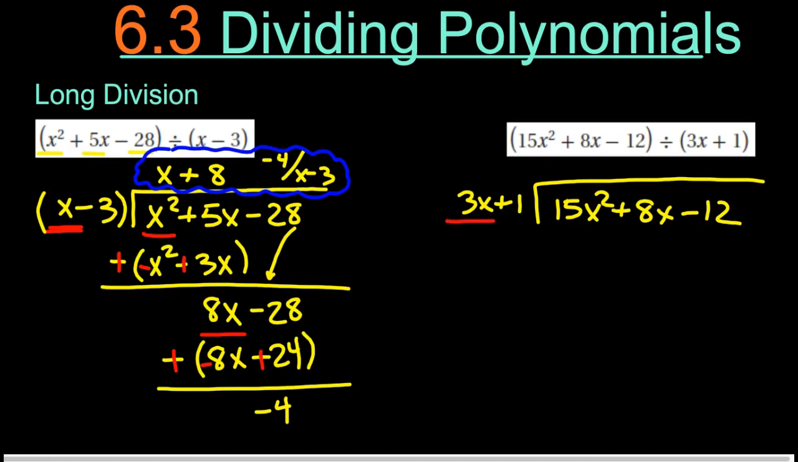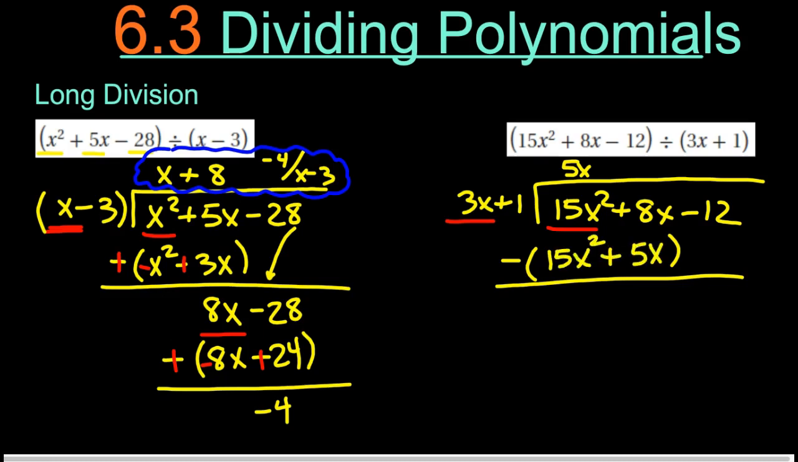What times 3x equals 15x squared? 5x. Good job. Take 5x, multiply it by that binomial, and subtract it. 5x times 3x plus 1 is going to be 15x squared plus 5x. I mean squared.